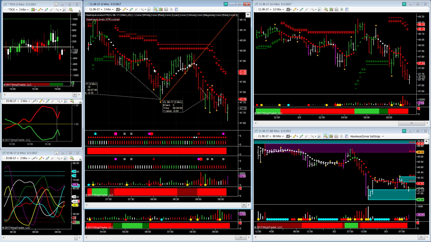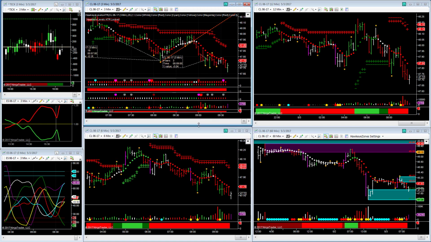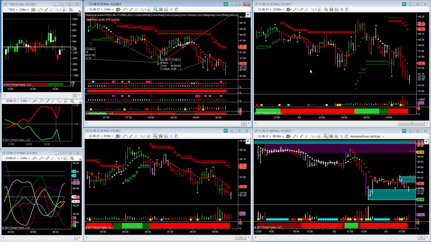So it's a very simple setup. I'm using a 3-minute with a 6-minute and a 12-minute, and I'm also confirming with a 60-minute. Now, if you notice, the 60-minute is coming down into an aqua zone of support. That also is another reason for me to take profits off earlier rather than later.